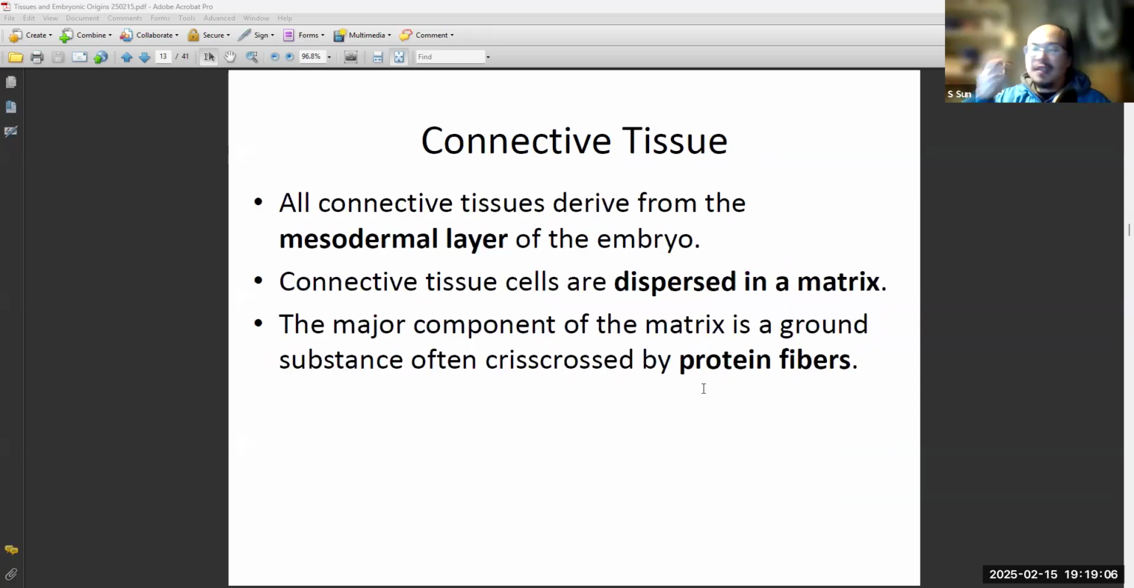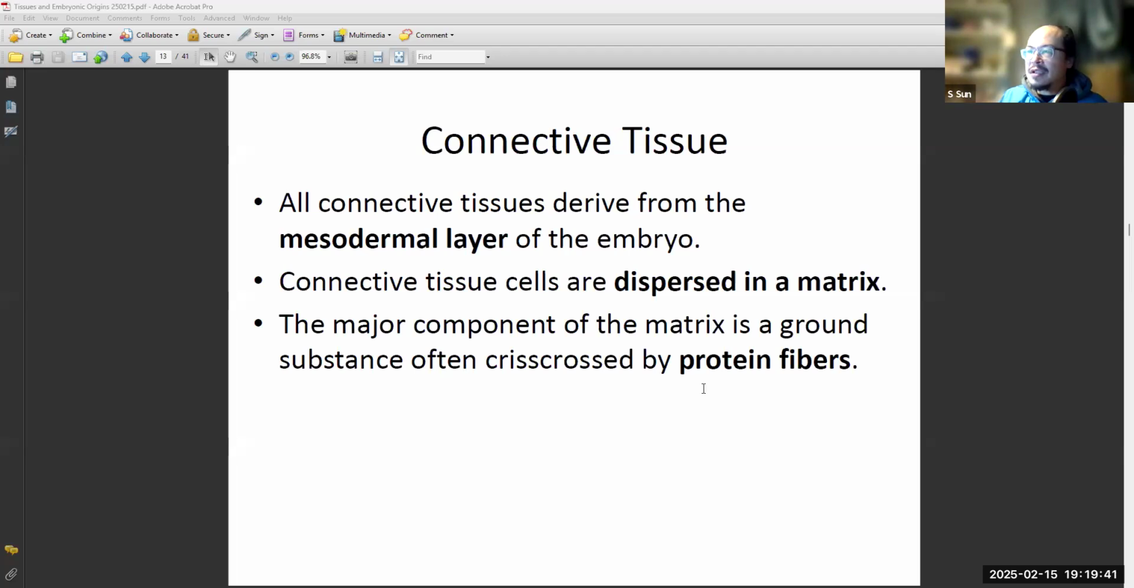So the connective tissue, the feature is that the tissue has cells that are sparsely distributed throughout the environment. So the cells are not packed. So that's a feature. And then what holds these cells in the environment is the matrix. So they are like a matrix, and the cells are separately distributed in the tissue. So that's a connective tissue.